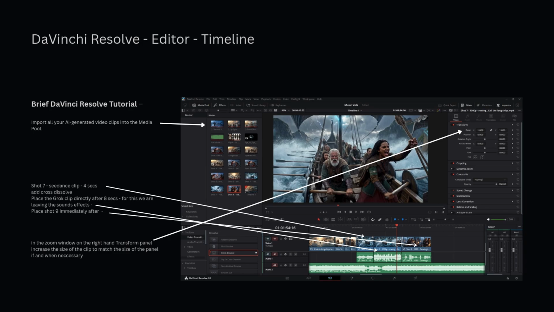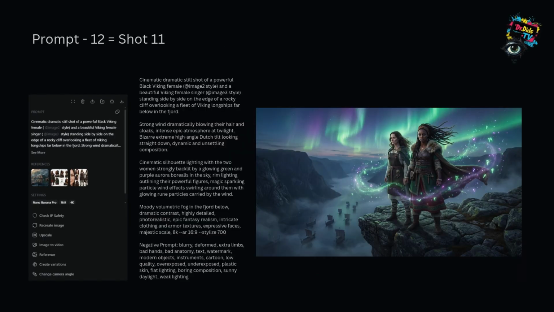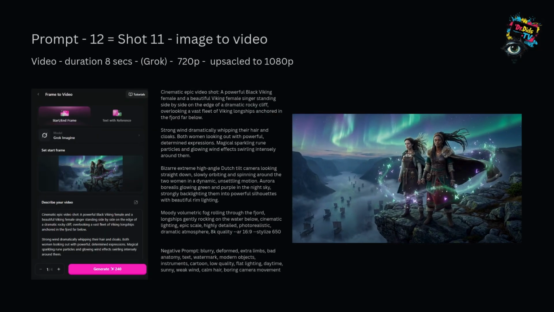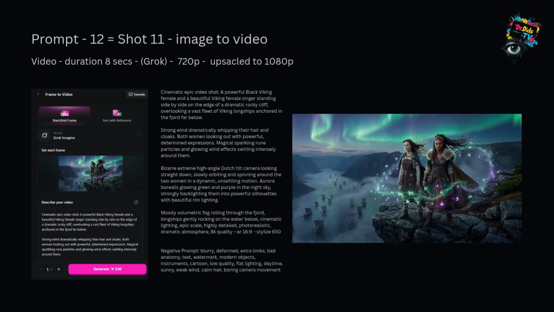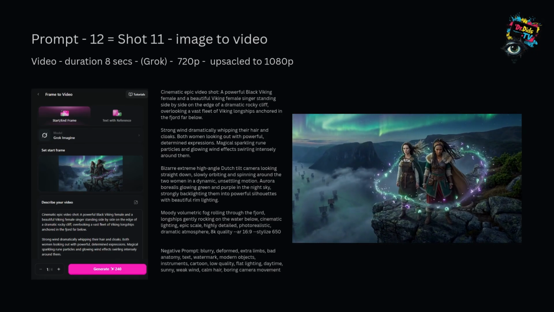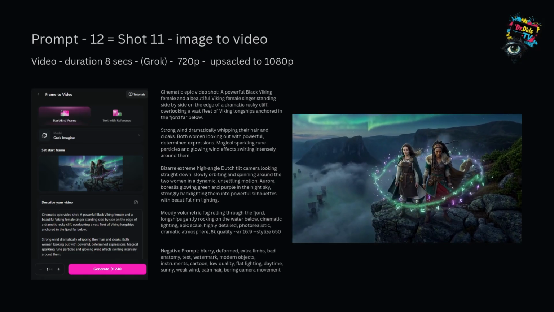Shot 11 is a wide shot of Jamil and Anya standing on a rocky cliff at twilight, looking over the fleet of Longships below them. I used a dramatic high-angle Dutch tilt and a strong backlighting from the green and purple auroras. Their hair's flowing in the wind there, and their cloaks are flowing in the wind also. Upscaling that again to 1080p to keep the quality consistent and the credits lower.